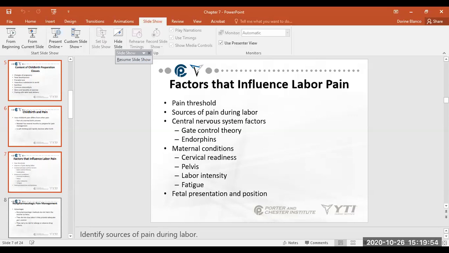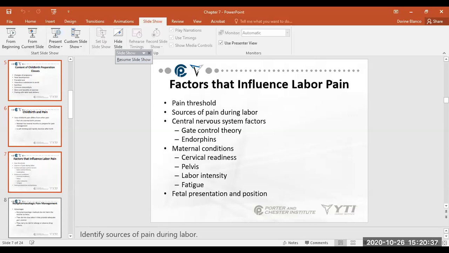Then you also have the maternal conditions, like the cervical readiness, the pelvis, the labor intensity, and how exhausted the mom is at that time, because sometimes we're even fatigued. Fatigue reduces pain tolerance and the woman's ability to use coping skills. Many women are tired when labor begins because sleep during late pregnancy is very difficult. The active fetus, frequent urination, shortness of breath, and lying down can interrupt sleep. And the fetal presentation has a lot to do with it, which we talked about in chapter 6.